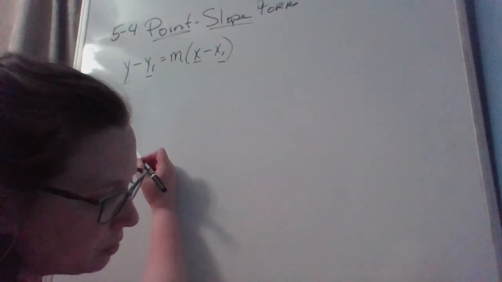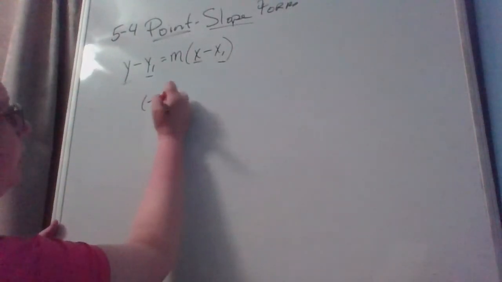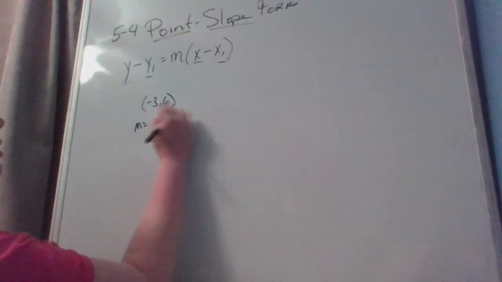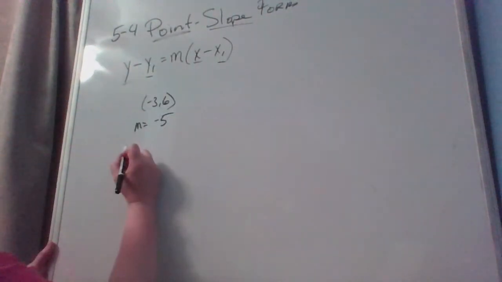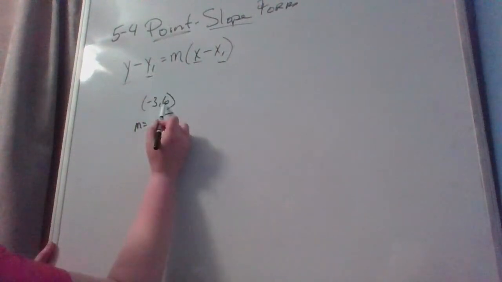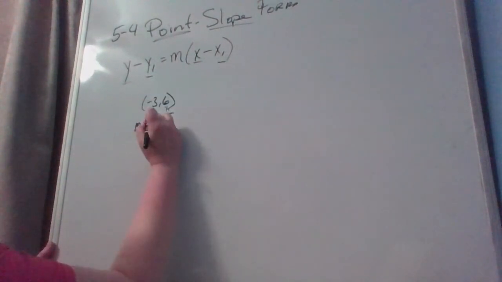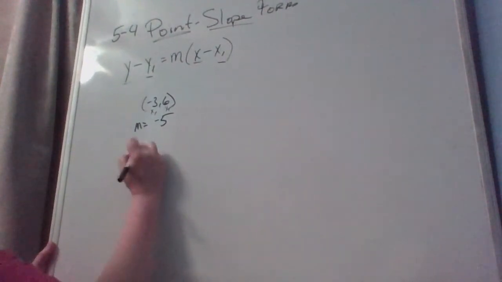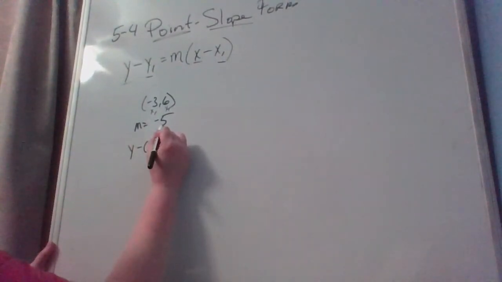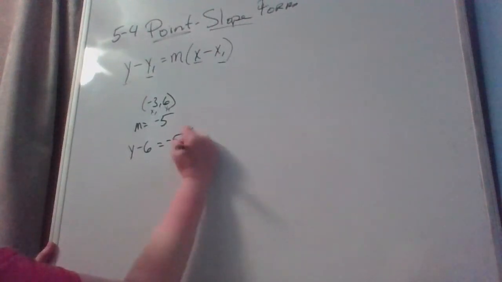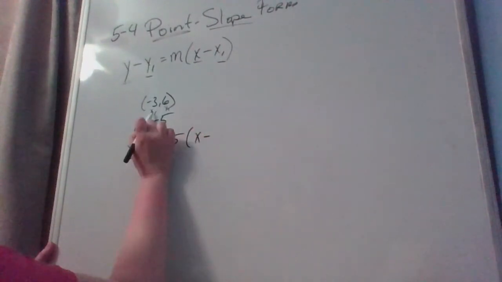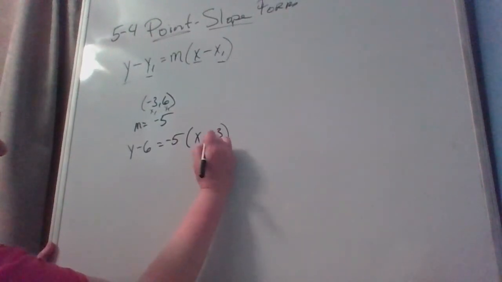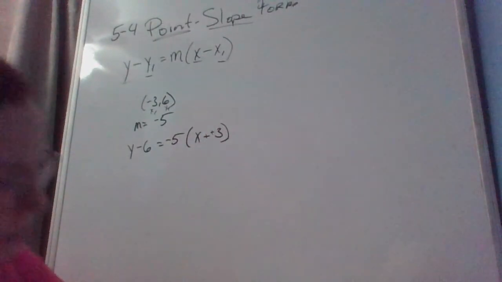In problem 1, they tell us to take a look at -3, 6, and a slope of -5. So we're going to plug that into this. y1 is going to be 6, x1 is going to be -3. So we're saying y minus 6 equals the slope, which is -5, times x minus -3. Minus a negative, of course, that double negative becomes a positive.